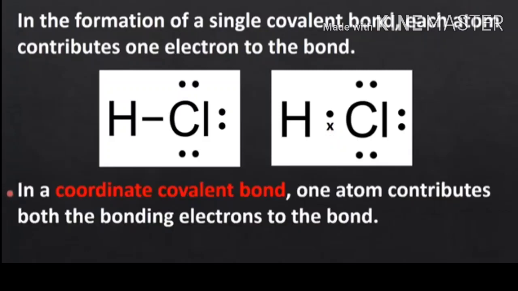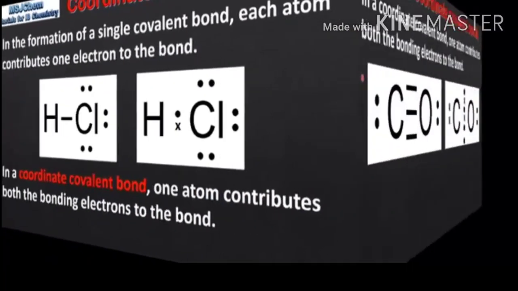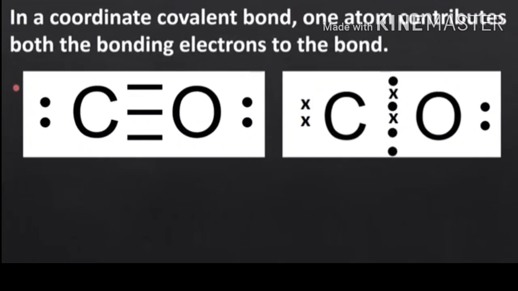This is a covalent bond. In case of a coordinate bond, only one atom contributes both the electrons to the bond, but those electrons are shared by both atoms. This bond is also known as a dative bond. Let us take an example of a coordinate bond, that is carbon monoxide.